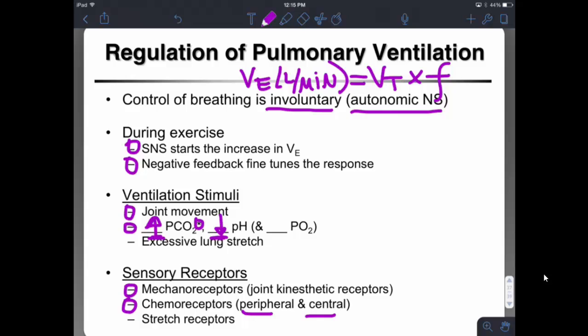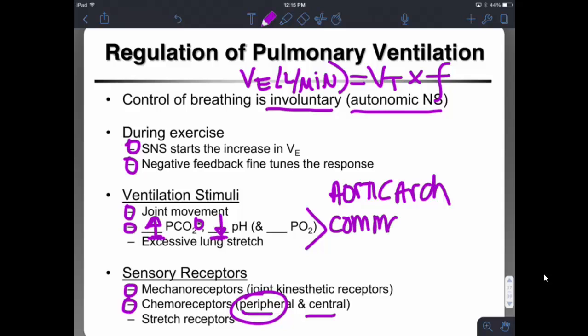Okay, remember that the peripheral chemoreceptors that are looking for these changes are in the aortic arch and the common carotid artery.